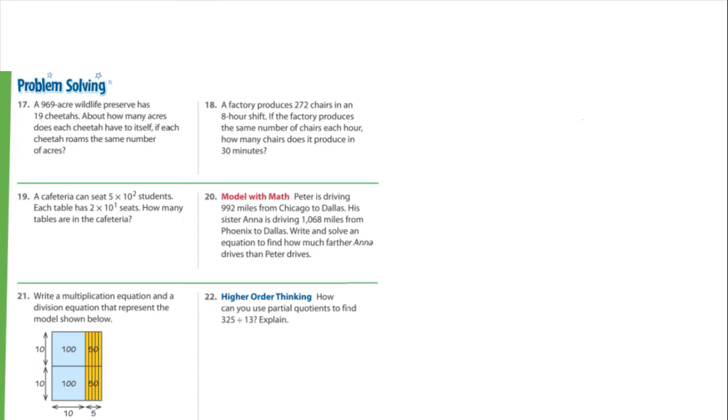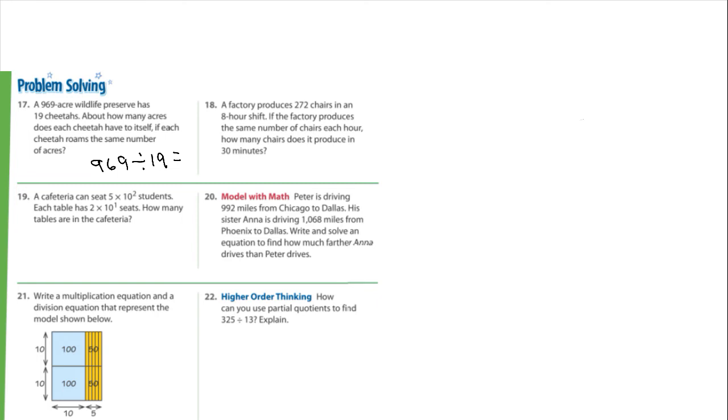Let's see here. Number 17, a 969 acre wildlife preserve has 19 cheetahs. About how many acres does each cheetah have? Well, 969 divided by 19, and you will have your answer.